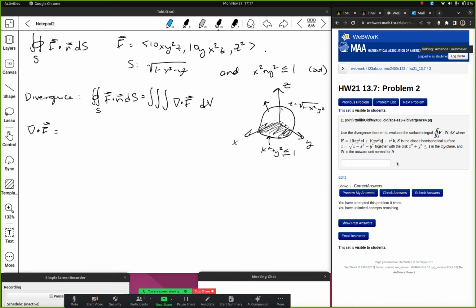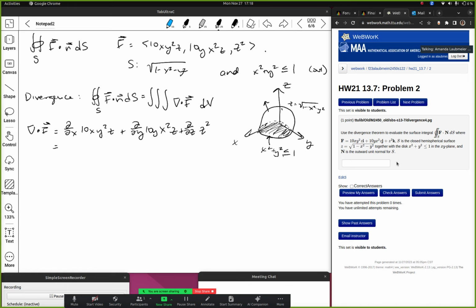Evaluating the divergence is sometimes easier than setting up bounds, so I recommend doing it first. That way, even if you can't finish the problem, you've got a chunk of it done. That's going to be taking the derivative of the i hat component of F with respect to x, plus the derivative of the j hat component with respect to y, and the derivative of the k hat component with respect to z.